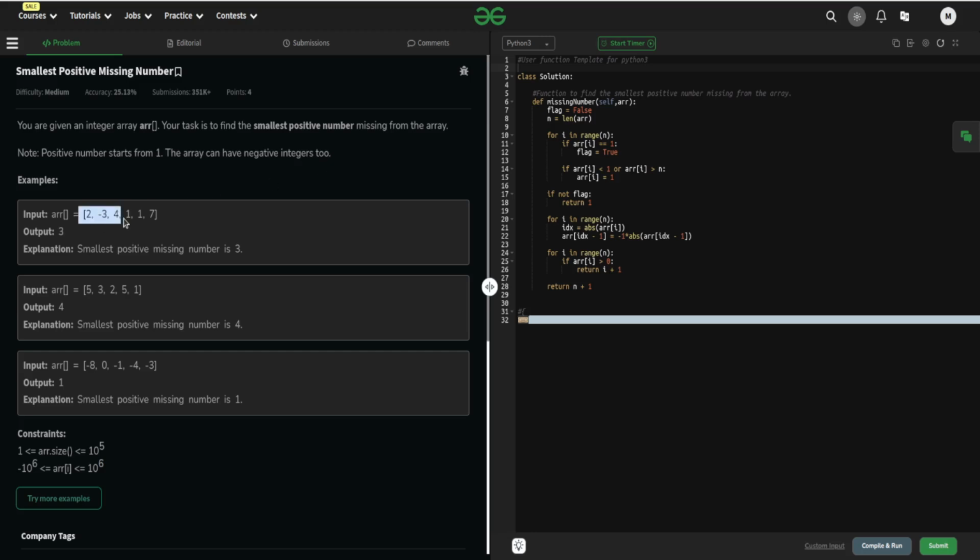So for instance, if this is the array which is given to us, the smallest positive number which is missing from here is 3, and that is why we are returning 3 over here. So that's about the problem statement, folks. Now let us discuss the solution of this problem.